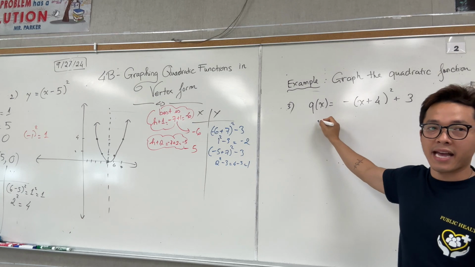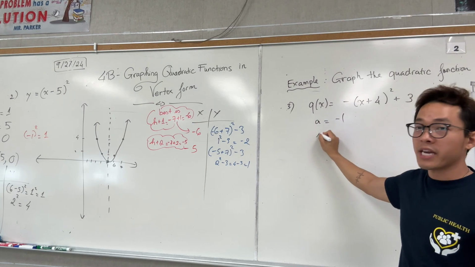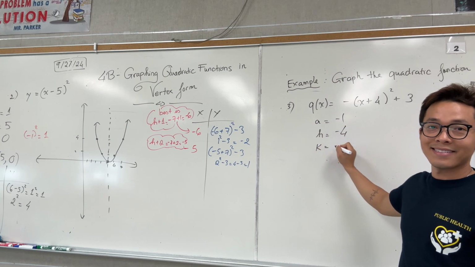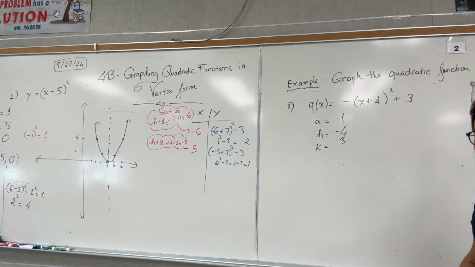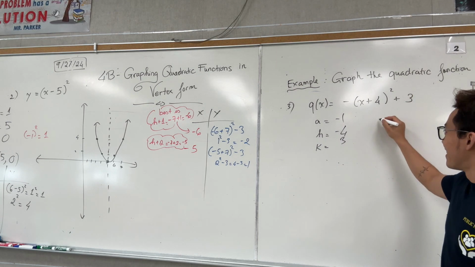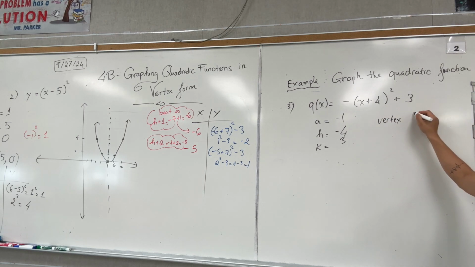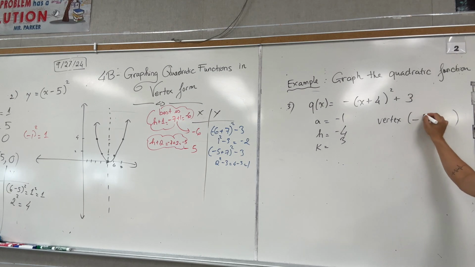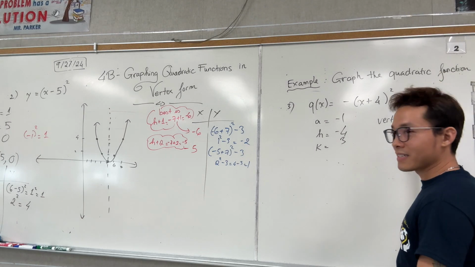What is a, h, k? A is negative 1. H is negative 4. K is? Oh, thank you, Gabriela. Okay. Vertex is negative 4 and 3.